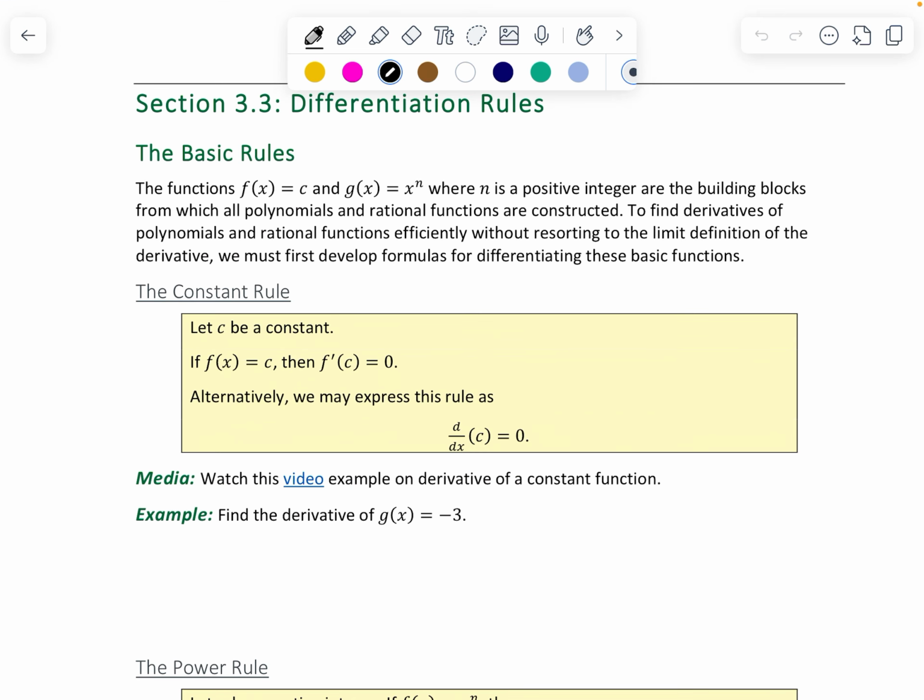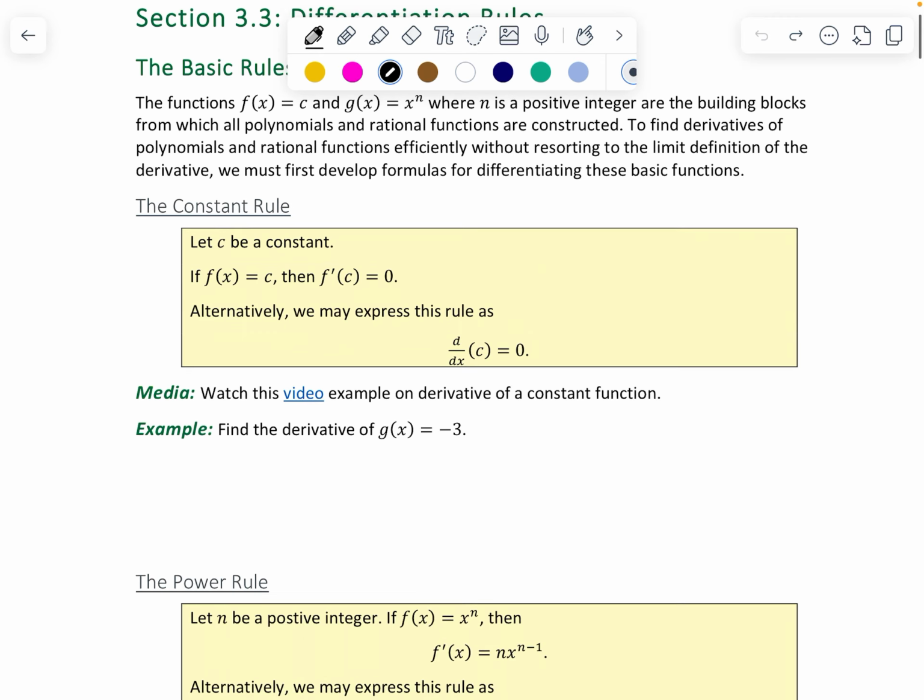So we're starting off with f of x is equal to c, and g of x is equal to x to the n, where n is a positive integer, and those are the building blocks from which polynomials and rational functions are constructed. To find the derivatives of polynomials and rational functions efficiently without resorting to the limit definition of the derivative, we must first develop formulas for differentiating these basic functions.